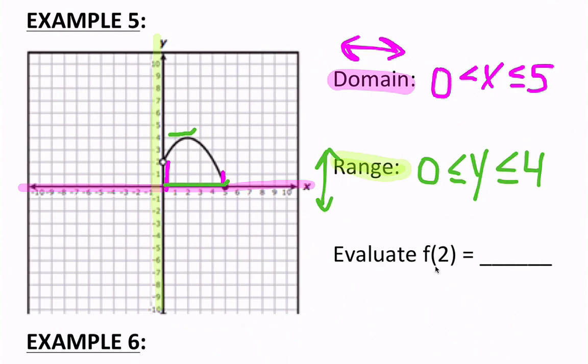Alright, so let's evaluate f of 2. I'm trying to figure out what y equals when x is 2. So x is 2 here. Now we have to go to our graph. When x is 2, that's at a height of 4. So we know when x is 2, the y value is 4.